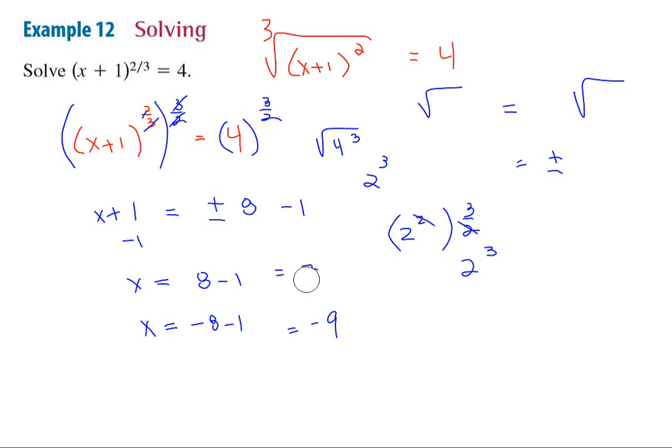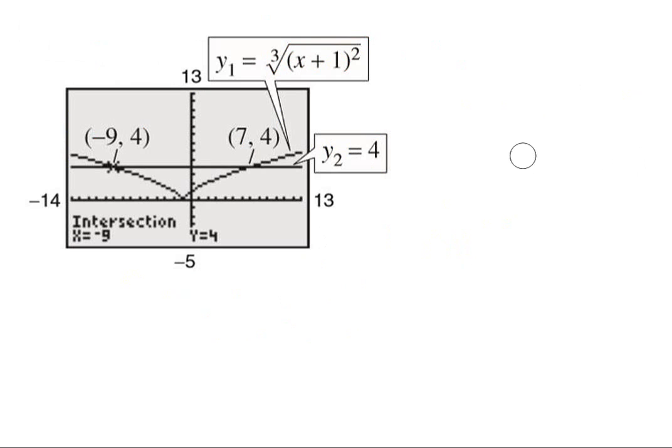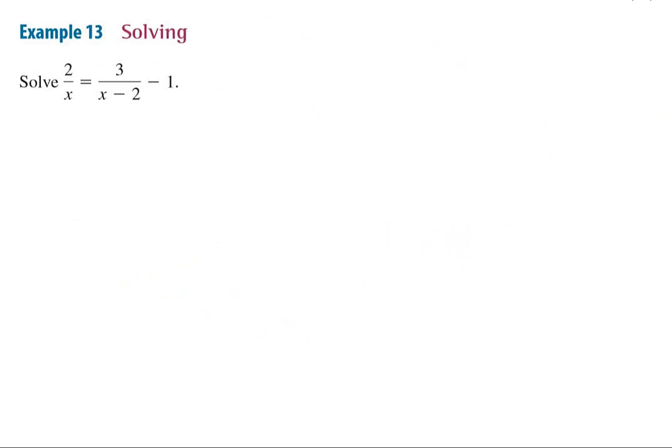And once again, you always want to take your answers, plug them in, and check them. So take the 7, plug it in, work it out, see if it gives you 4. Take the negative 9, plug it in, see if it gives you 4. If it doesn't give you 4, then it's an extraneous solution. So make sure you guys check your answers. We can graph it to check our answers. It looks like the graphs cross at negative 9 and 7. So it looks like both answer choices worked out, if you do the check.